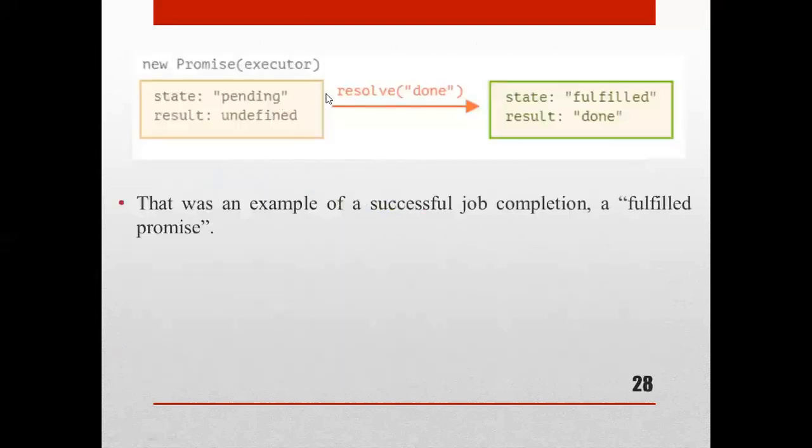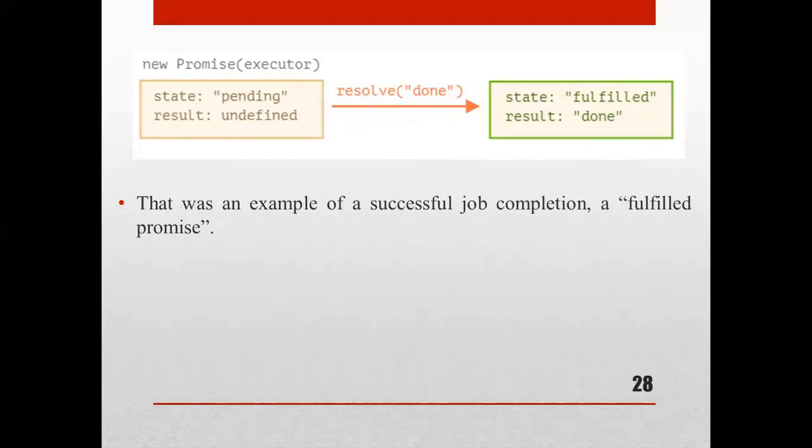Here you can see how it changes. Previously, the state of the promise object is pending and the result is undefined. After 1 second, we resolve with the value "done". Then the state changes to fulfilled and the result is "done". So this is the example of successful job completion, that is a fulfilled promise.